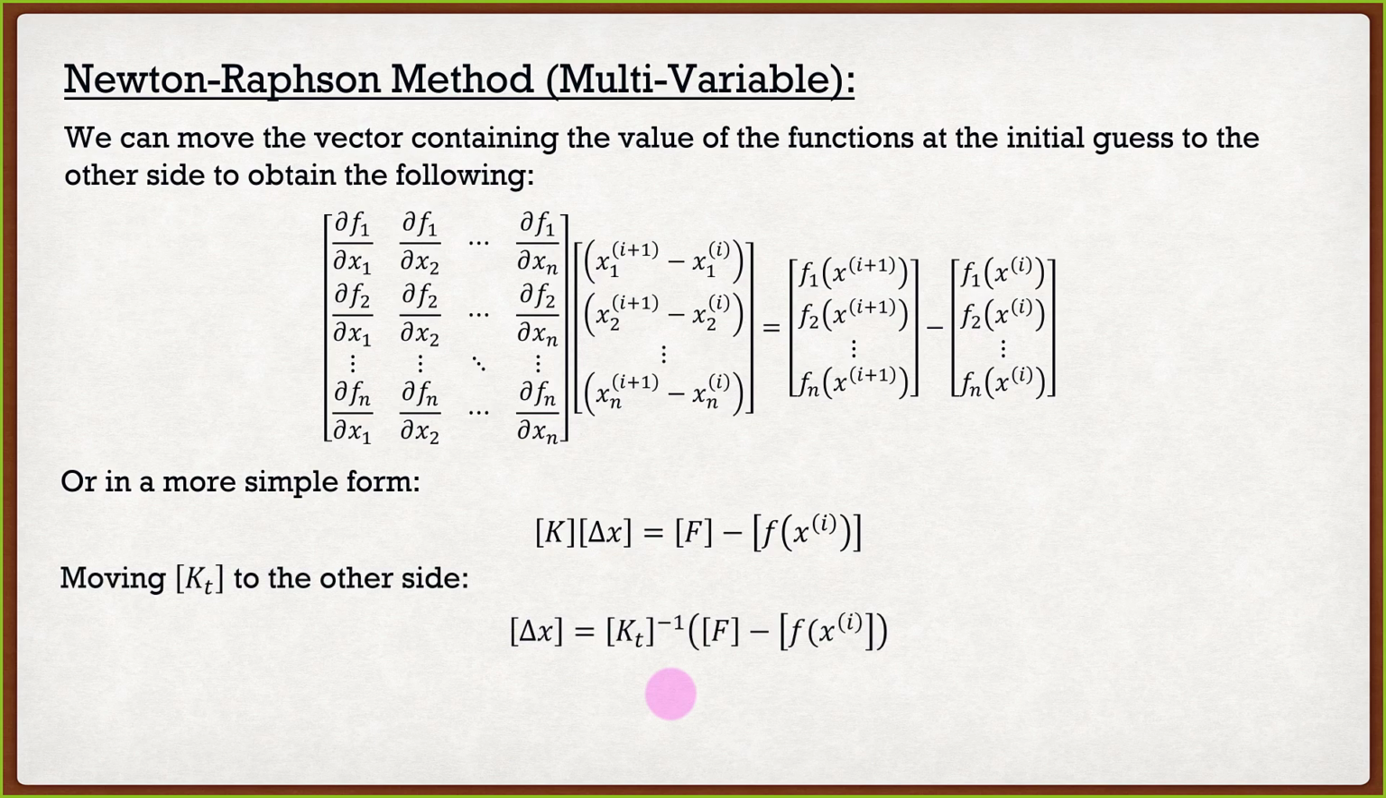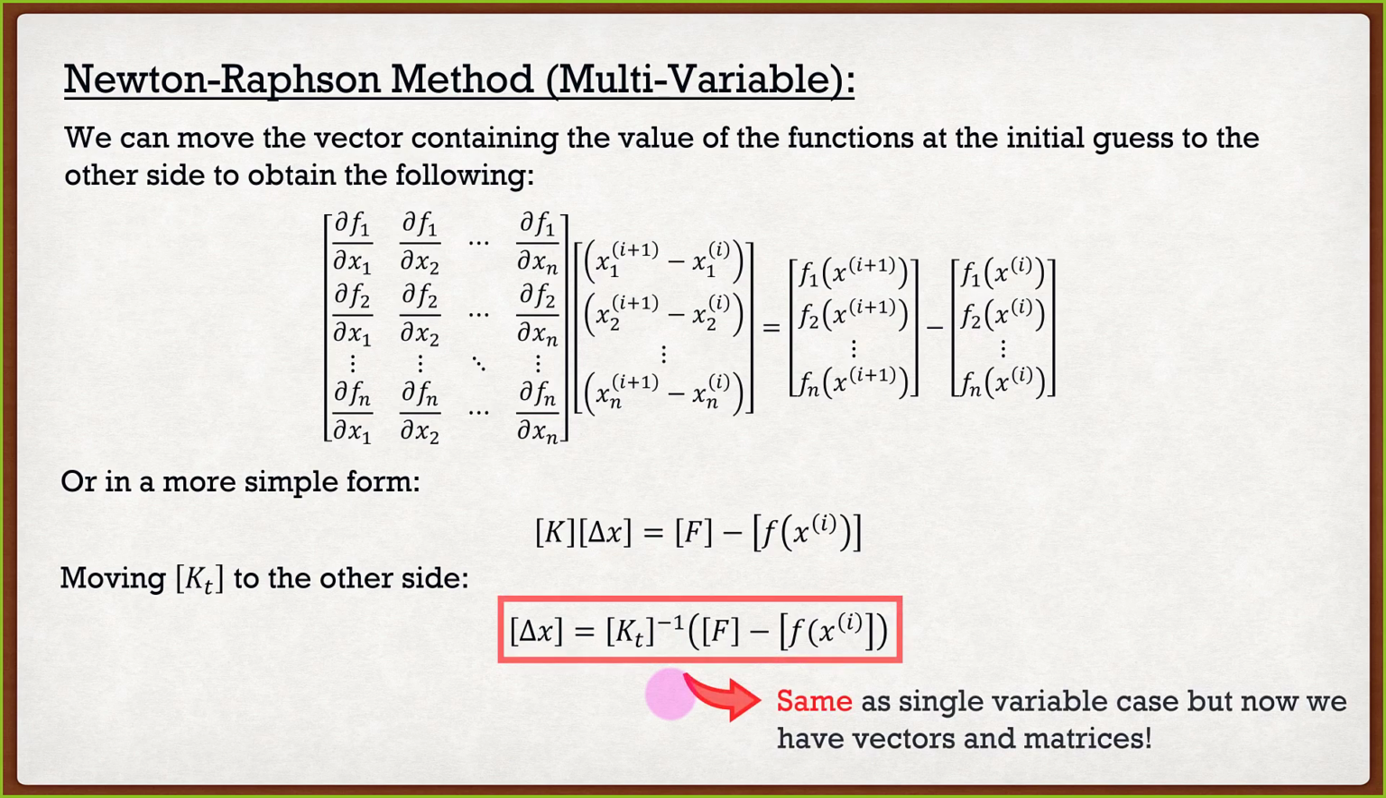So what we're going to do is we're going to move that kt now to the other side, and we get the following equation. And if we look at this equation, it is the exact same as our equation that we did for single variable. The only difference that we have now is instead of dealing with just single values for each parameter, we now have a matrix and vectors.